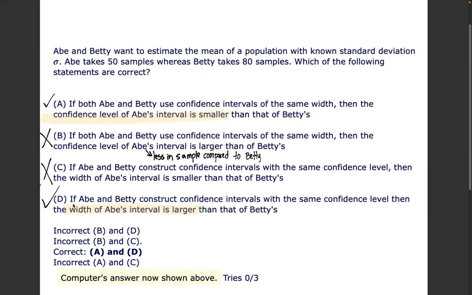But here, this is also true. If Abe and Betty construct confidence intervals with the same confidence level, then the width of Abe's interval is larger than that of Betty's. And that's also because Abe has less samples than Betty.